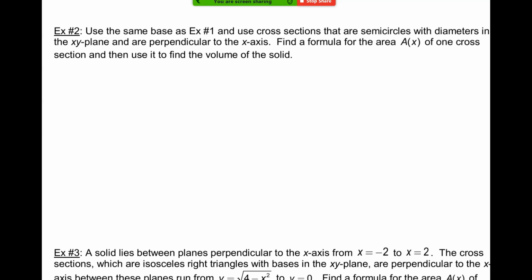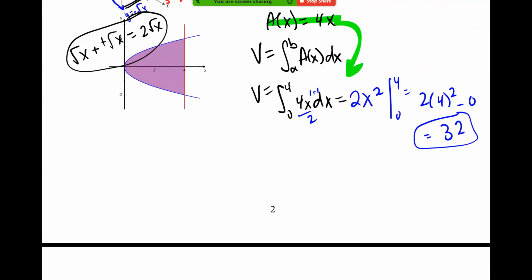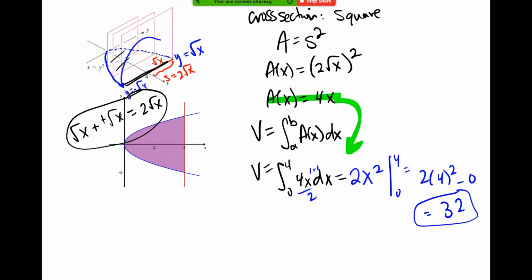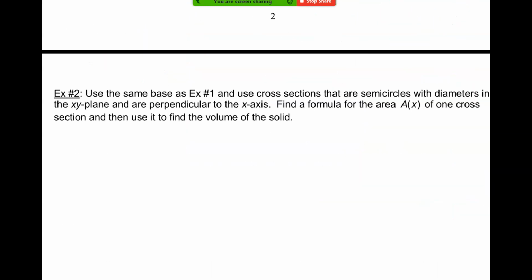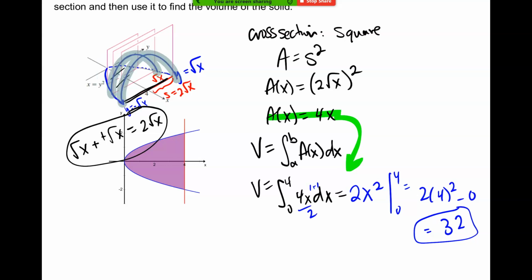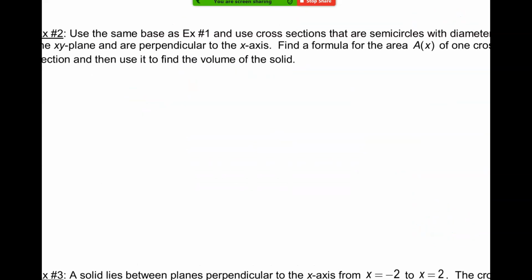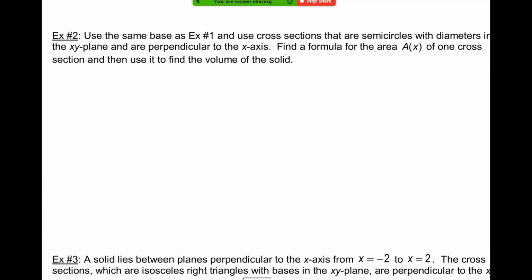Alright, use the same base as example 1, and use cross sections that are semicircles with diameters in the xy plane perpendicular to the x-axis. Okay, so the difference is, instead of having these squares, I'm going to have semicircles. So I'm going to be uploading these later. Alright, so that's the difference. We're using the same function, the same bounds. It's just going to be semicircles instead of squares.